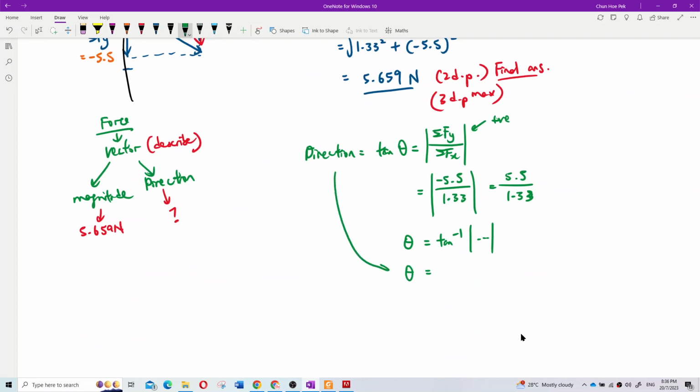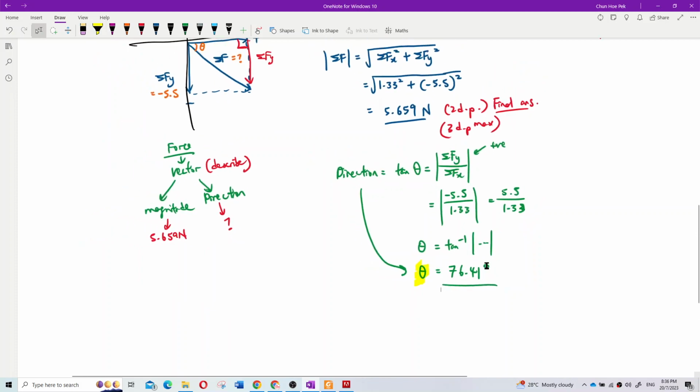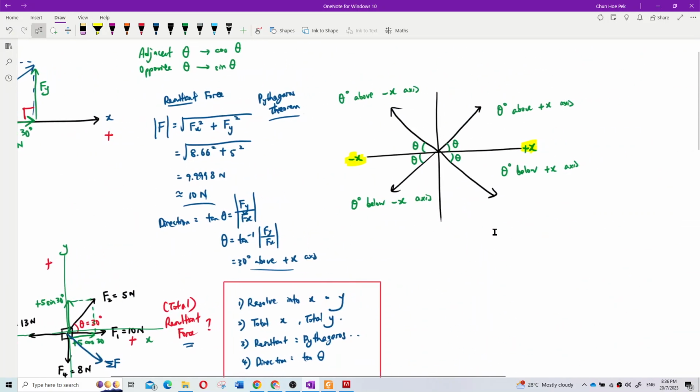So the direction is actually theta. What is the anti-tangent of 5.5 over 1.33? Give me the angle, class. What do you get? Somebody? 76.41. 76.41 degrees, that's right.